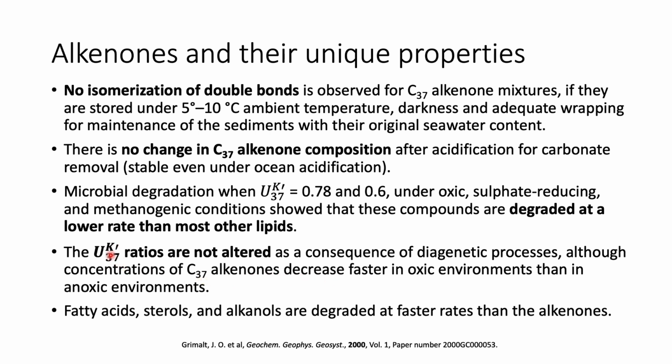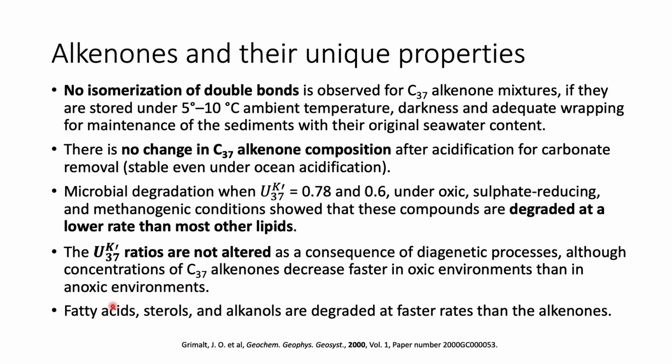Here we are talking about the 4 double bond species with respect to the rest of them, which degrade faster in an oxic environment than in an anoxic environment. That means they are not easily degraded. So that is the reason they are used as markers for sea surface temperature measurements. Fatty acids, sterols and alkanols are degraded much faster than these alkenones. And these alkenones are known in the Arctic region, so that's the reason they are used as a marker to find out the temperature difference.